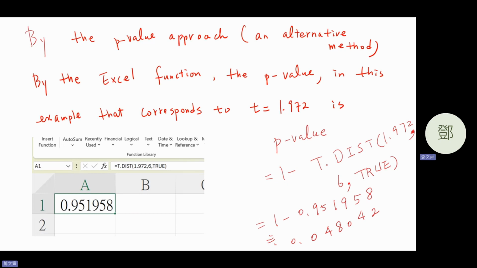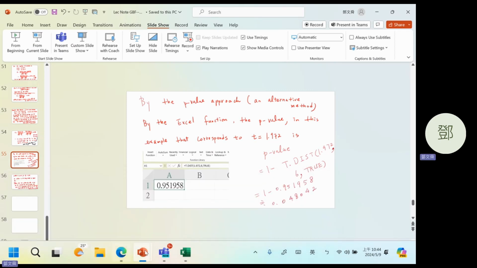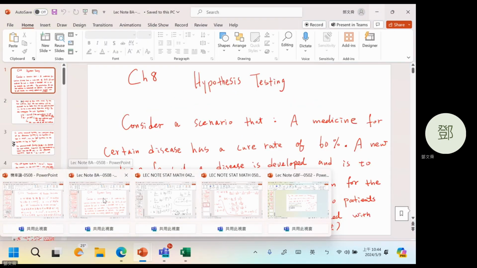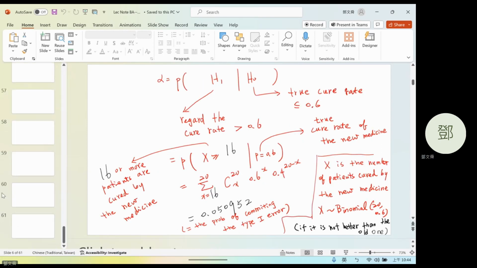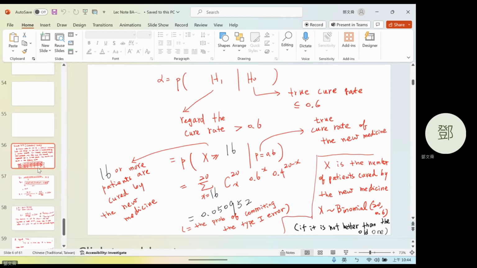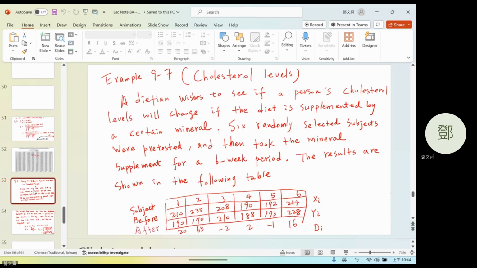Any question? Do we have any question? If you don't have any question, then I will proceed to the next example. All right. Next example. Yep, this one. Which page? Okay.